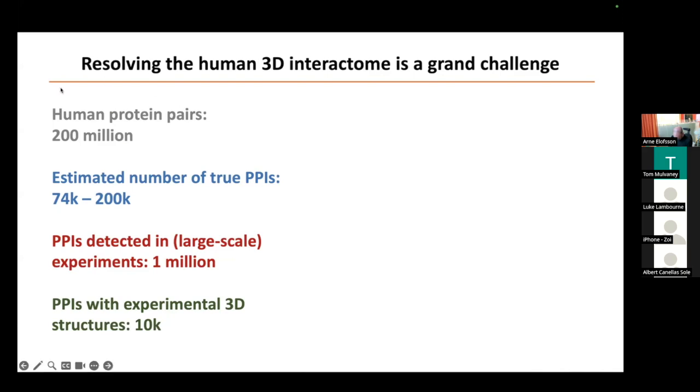So let's go back to some statistics. For human, we mentioned that we have 200 million protein pairs, and the estimated number of true interactions is on the order of 74,000 to 200,000. However, interestingly, if you just dig into PPI databases and find which pairs of human proteins had some experimental evidence for their interaction, you will easily find more than 1 million.